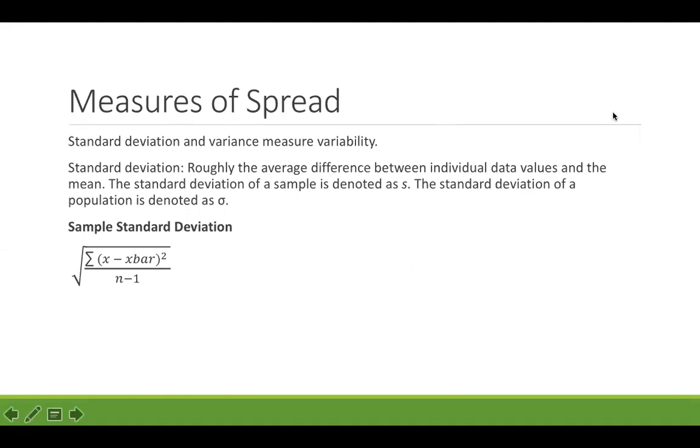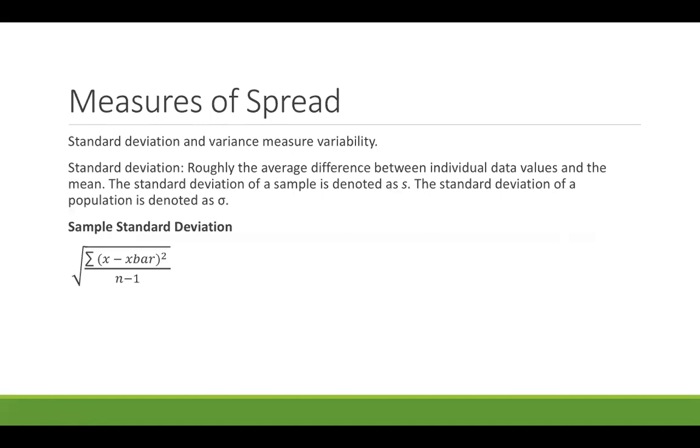All right, so measures of spread. You see the shape of the graph. We have a way to measure how much that varies, which is called standard deviation. It measures variability. The definition for standard deviation is the average difference between individual data values and the mean. For a sample, we denote it as s, and the standard deviation of a population is denoted as sigma, the little o with a little line through it.